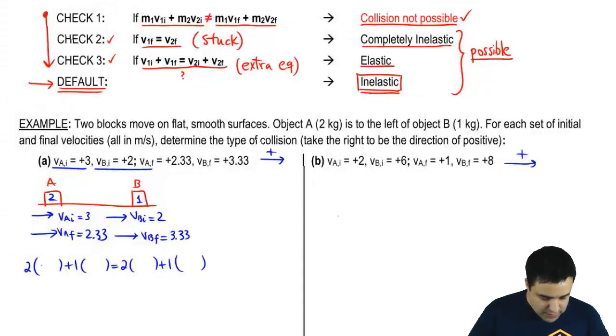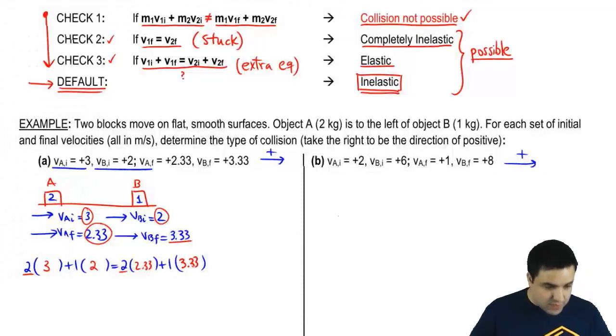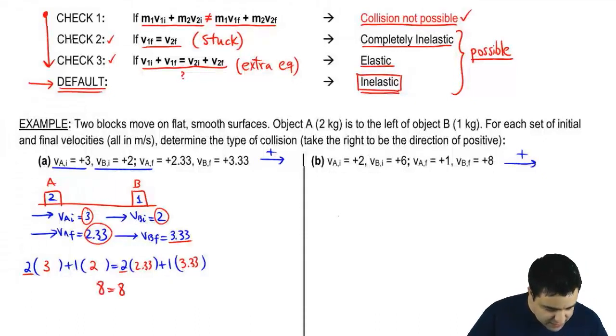All right, so the initial velocity of the two is three. All of them are positive here. The initial velocity of the one is two. The final velocity of the two is 2.33. And the final velocity of the one, B, is 3.33, okay? I'm gonna fast forward here. If you combine all of this stuff, you get that eight equals eight. This is true, which means this is possible, okay?